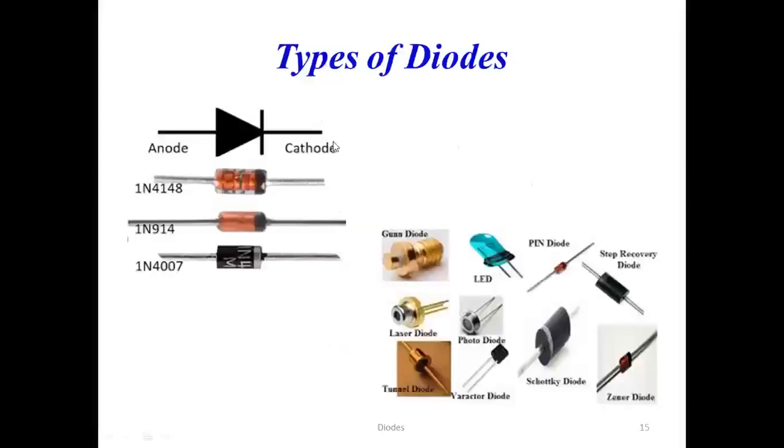Here, this is the symbol of a diode, and different types of diodes are shown in this slide. Gunn diode, LED, that is light emitting diode, PIN diode, then step recovery diode, laser diode, photodiode, varactor diode, Schottky diode, and so on. So these are the different types of diodes. Before we go to these different types of diodes, you should know basically what is a diode and how it works.